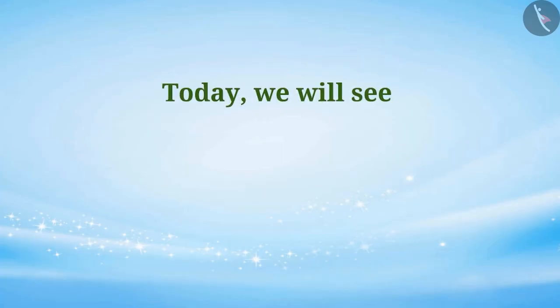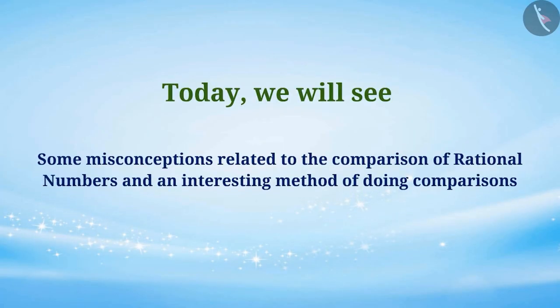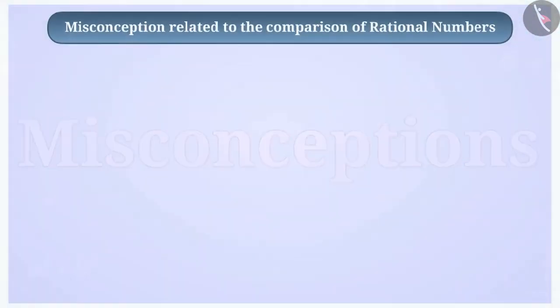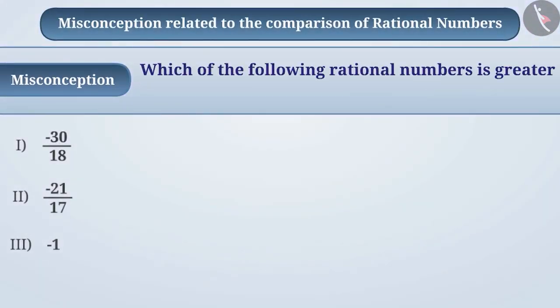Today, we will see some misconceptions related to the comparison of rational numbers and an interesting method to do comparisons. Misconception. Which of the following rational numbers is greater than -21/18?